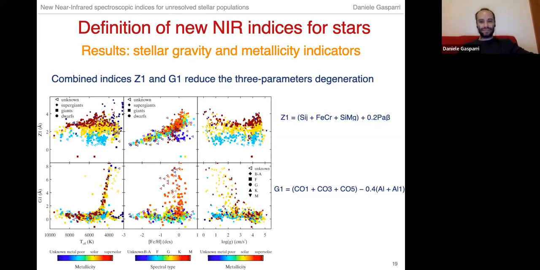The other index, the G1 index, is on the other hand very sensitive to the temperature on the left, but also to the surface gravity on the extreme right. You can see that the giant stars have a very high equivalent width than the dwarf stars, which are the stars with log g around 4 or 5. So this index can maybe be used to constrain the initial mass function of the galaxies, because it shows a very large sensitivity to surface gravity.